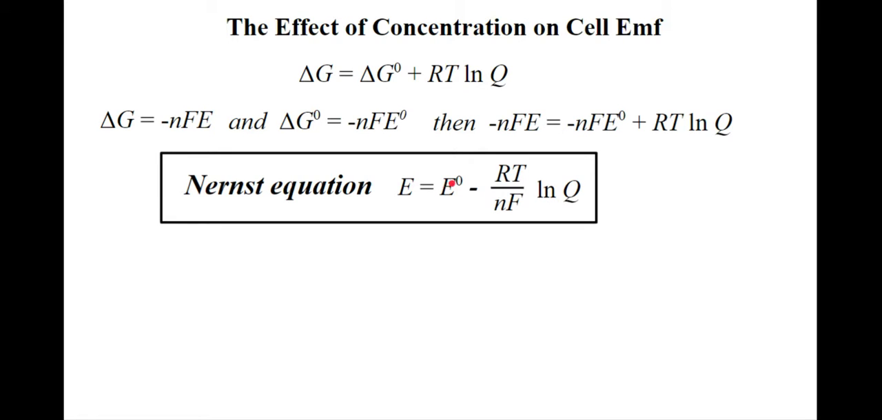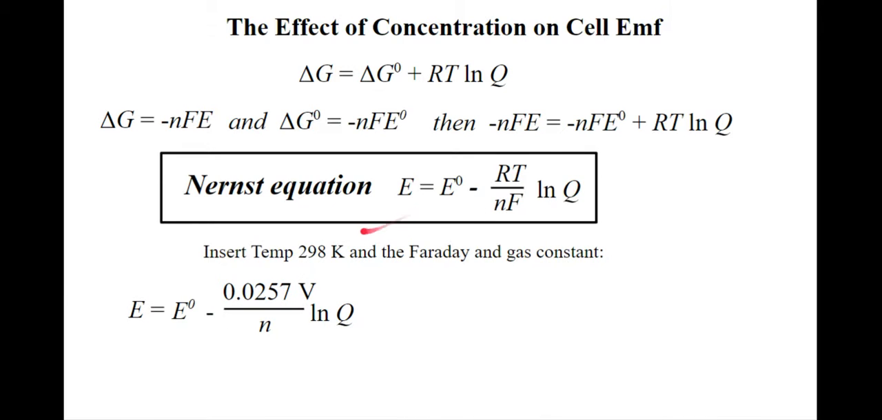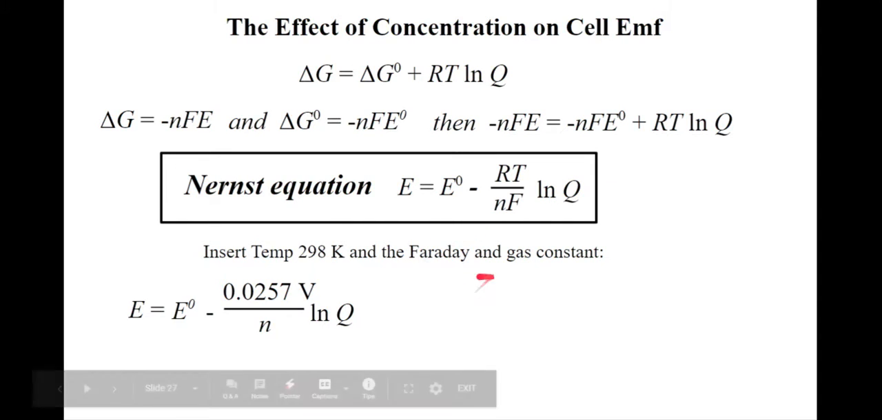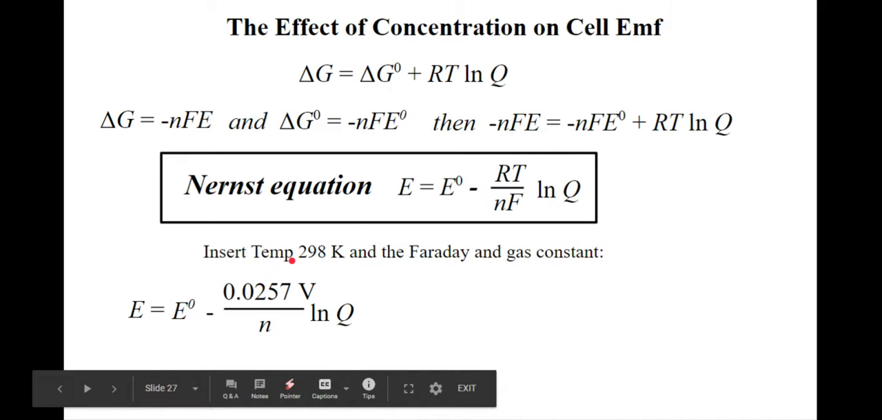So it's the standard cell potential minus a constant times temperature divided by how many electrons times a mole of electrons, times the natural log of our reaction quotient. Now, typically, we're going to say we're at 25 Celsius, 298 Kelvin, and R and F are both constants. So we can plug all that in and we get this.